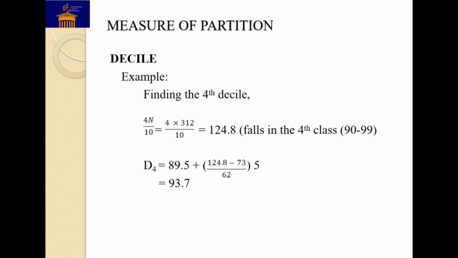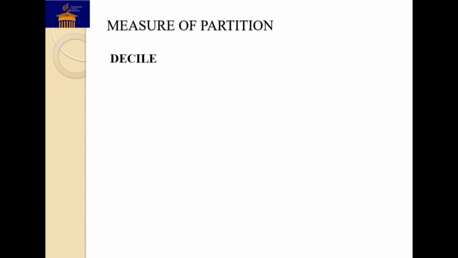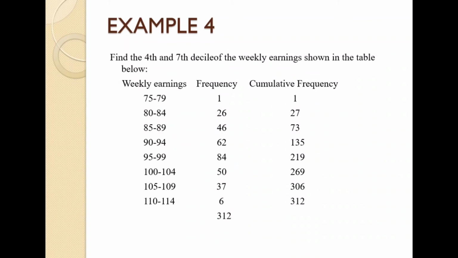Now let's take a look at this. The 4th decile class, which is 4n over 10, before we apply it into the formula. 4 times 312 over 10 gives us 124.8. Now let's look at where 124.8 lies on the table. 124.8 lies here on the fourth class, because if this is 73.1 to 135, then 124.8 would lie here. And that is the fourth class.